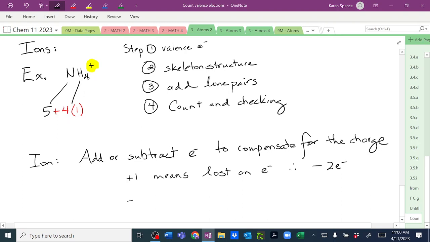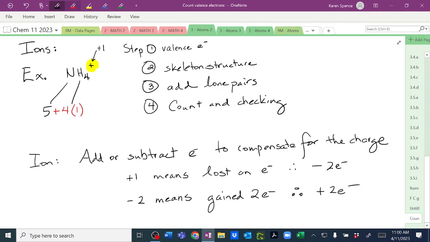If you have a -2 charge, that means, did you gain or lose electrons? You gained 2 electrons, therefore you would add 2 electrons. In this case, we have a plus. What does that mean? Plus how much? A single plus means just +1. And so a +1 charge means -1 electron.